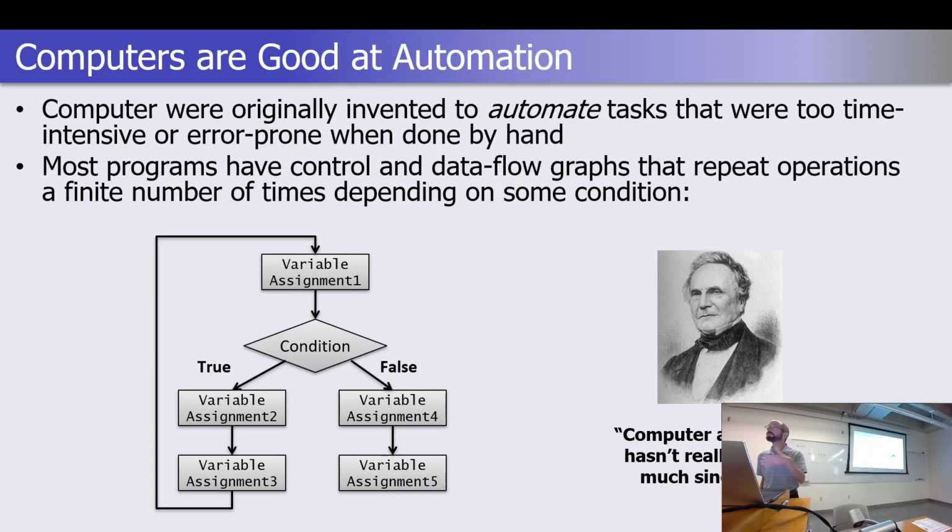So most programs in practice, even if in theory it's not strictly needed, have control and data flow graphs that repeat some operations a finite number of times depending on some particular condition. So they tend to have a structure that in some way, shape, or form has a feedback loop or an arrow going back to some earlier point that loops around. We talk about repetition structures, we talk about loops. That's what I want you to think about.